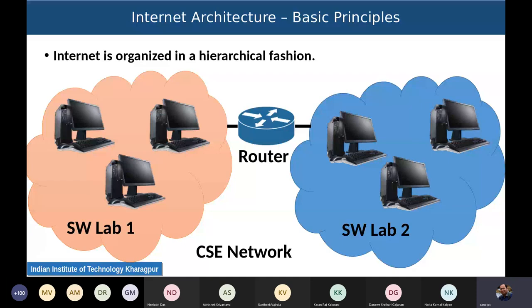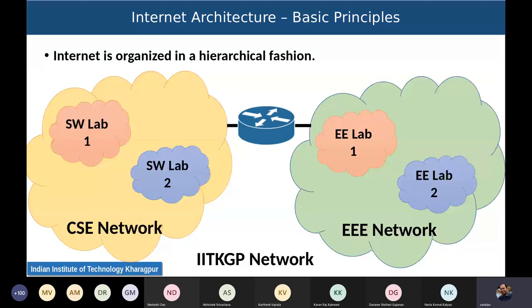Now within CSE, I have a network. Similarly, say in the electrical department, the EE department, they also have multiple labs. Each lab will have its own network, and they will get interconnected and form a complete network. Now I have the CSE network, the EE network, and also the other departments' networks: maths, electronics, mining, metallurgy, civil. Not taking the name of each department, but every department has its own network. These networks are interconnected with each other and form the IIT KGP network.